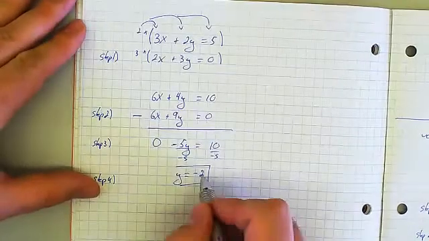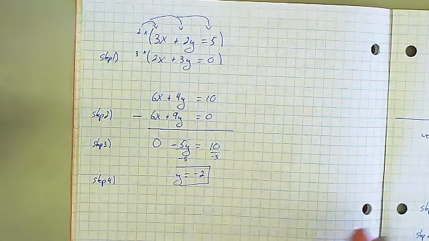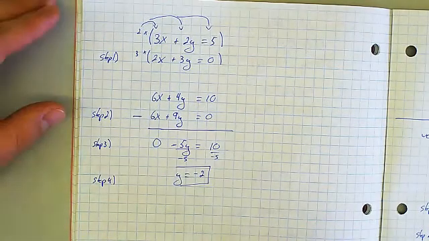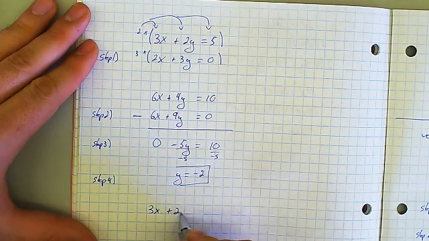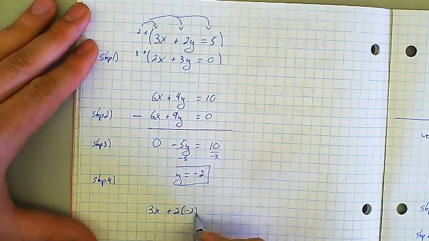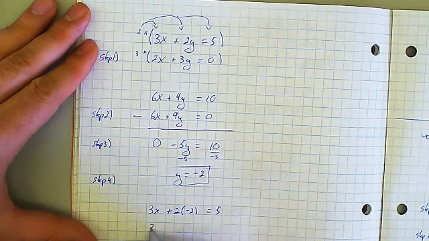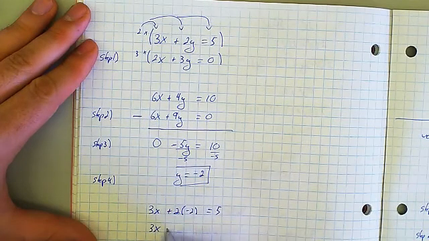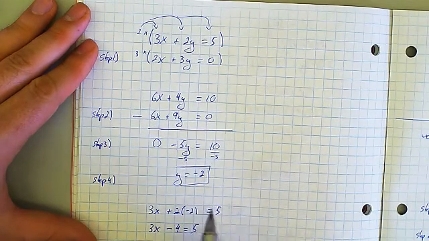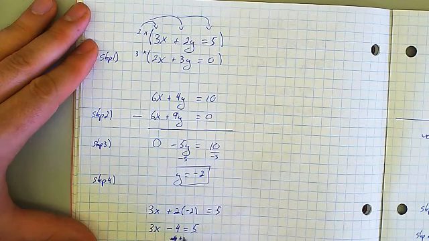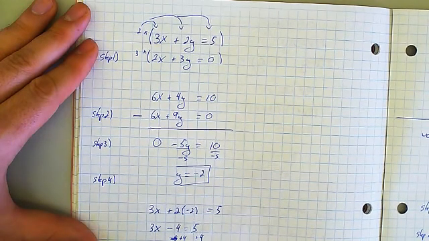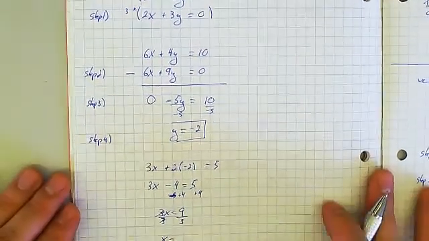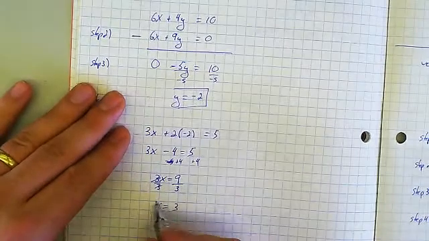So I can put that into any of my y's from the original equations. Personally, pick an easy one. Don't make your life harder than it already is. So I'm going to go 3x plus 2y, so negative 2, equals 5. 3x, 2 times negative 2 is negative 4, equals 5. I'm going to add 4 to both sides. So 3x equals 9. And last step, 9 divided by 3. X is going to equal 3.